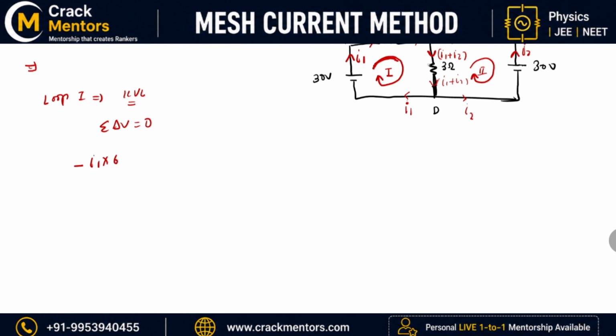Now what is the second part? The second part is this side, right? And on this side I am finding that there is one 3 ohm resistor.